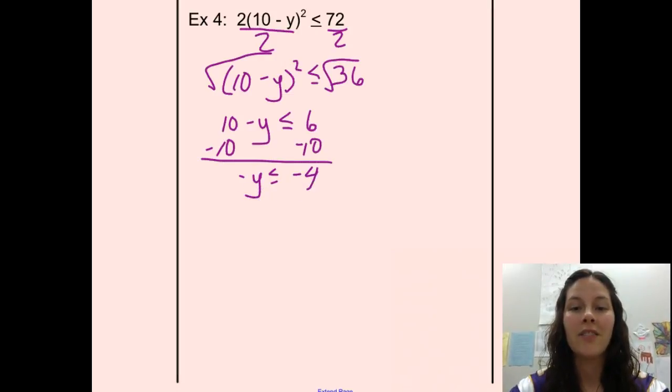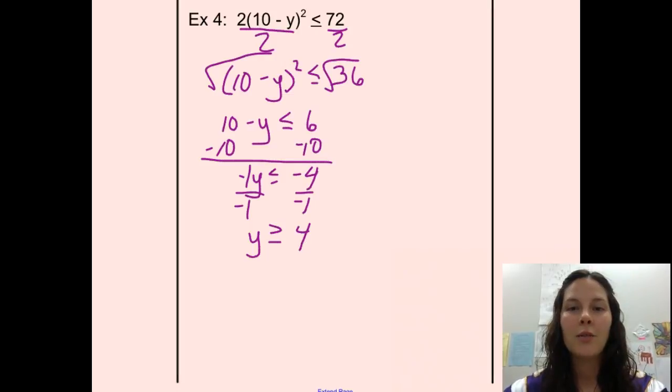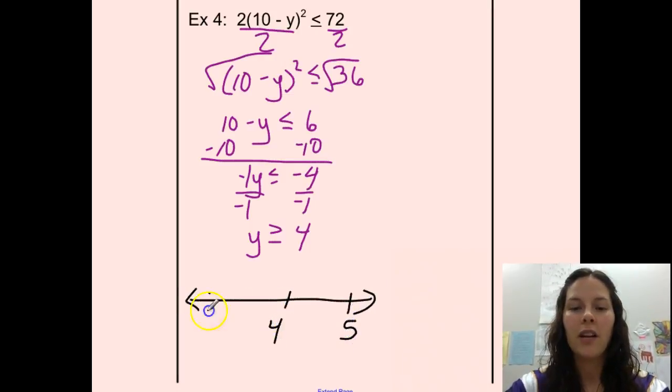Remember, it's like there's an invisible 1 being multiplied by the y. So we're going to divide both sides by negative 1 to cancel that. When we multiply or divide by a negative, our inequality symbol flips, so we get y is greater than or equal to 4. Setting up our number line with 4 in the center, 5 off to the right, and 3 off to the left. We have y is greater than or equal to, so we'll have a shaded circle, and greater than shades to the right.